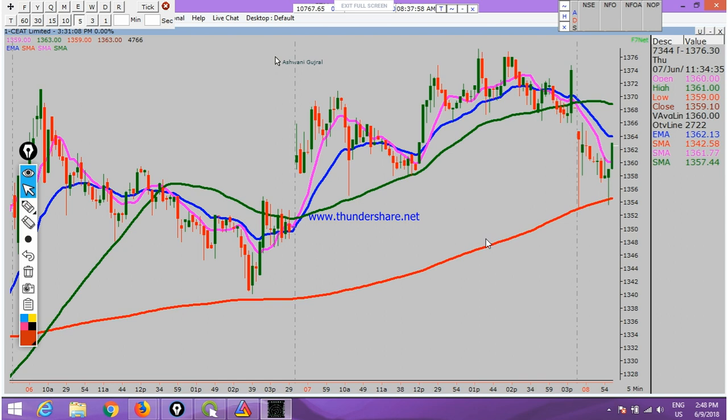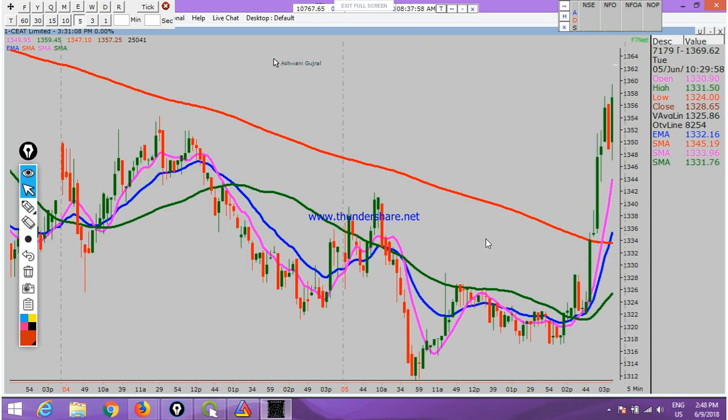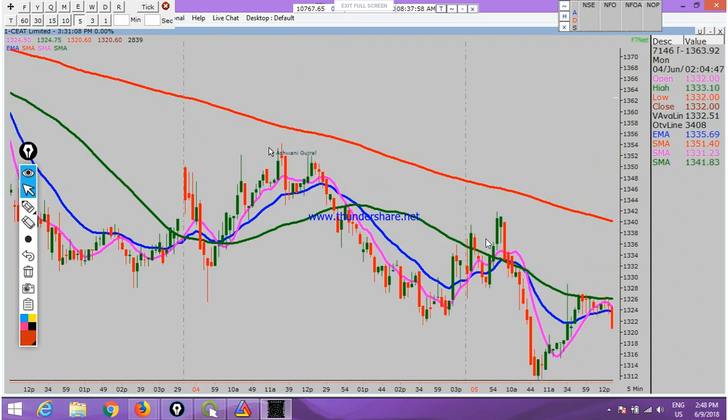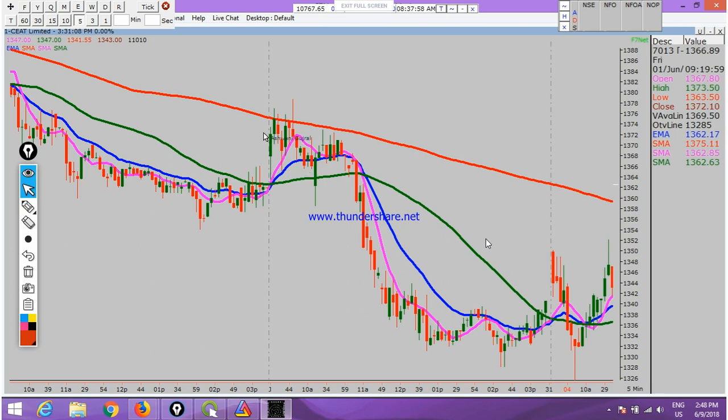See what happened here. CAT is trading below its 200. In the morning it opened up. Now what is the mistake you can make here? That it opens higher and immediately you buy. And where are you buying? At the 200 period resistance. So you are preparing for failure.